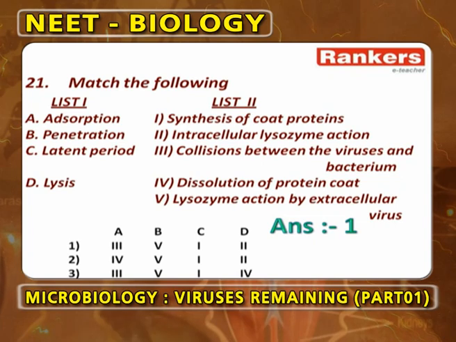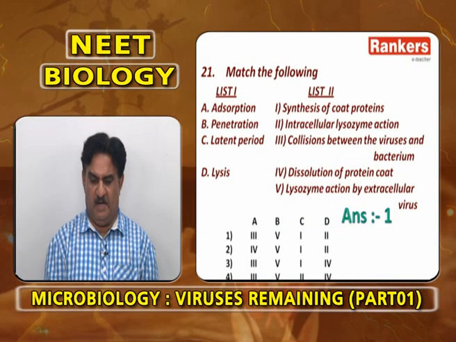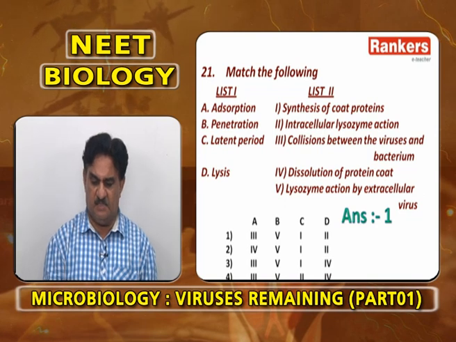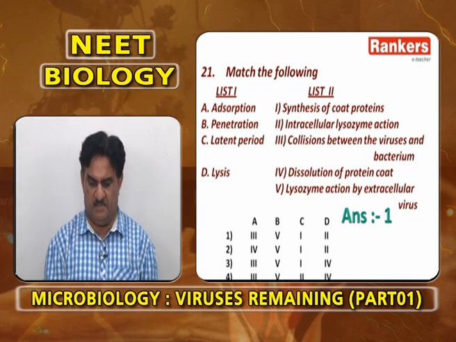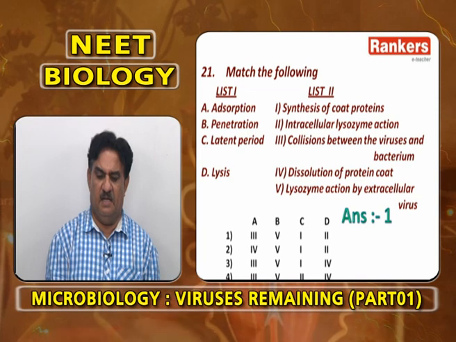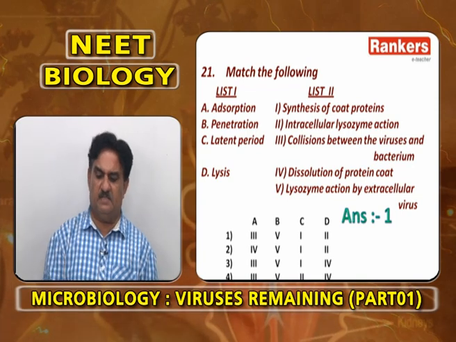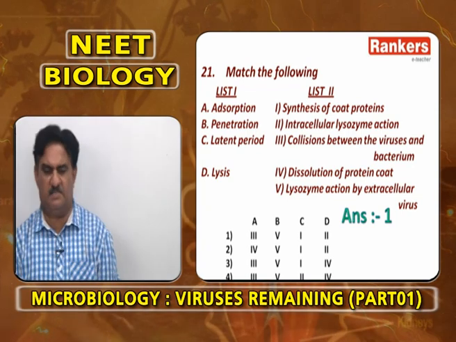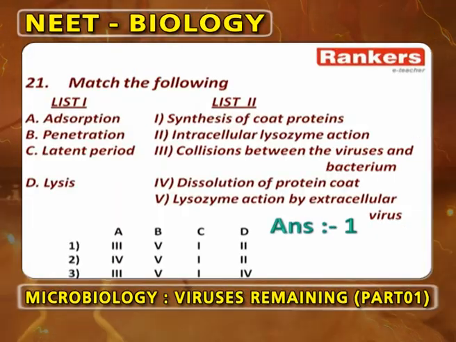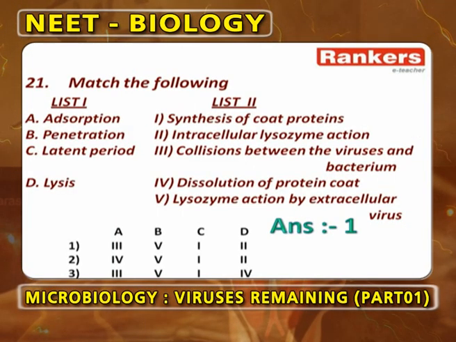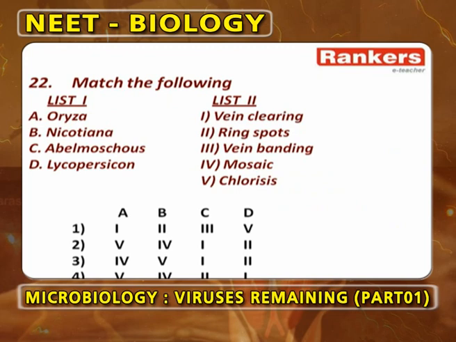Penetration 5, lysozyme action by extracellular virus, external virus. Latent period, synthesis of coat proteins, and lysis, which is intracellular lysozyme action. All the viruses produce lysozyme which breaks the cell wall and all the viruses are liberated out, that is called lysis.